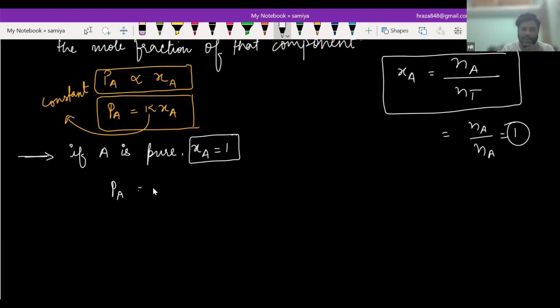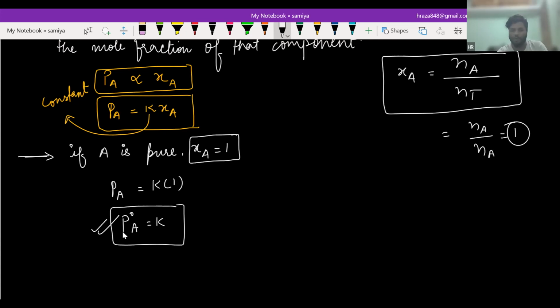Now we put the mole fraction value into the equation, 1. And I already told you that when the component is pure, we take P naught A, the vapor pressure of the pure component, as in the beginning of the vapor pressure of a solution containing two volatile liquids. Is this understood or not?